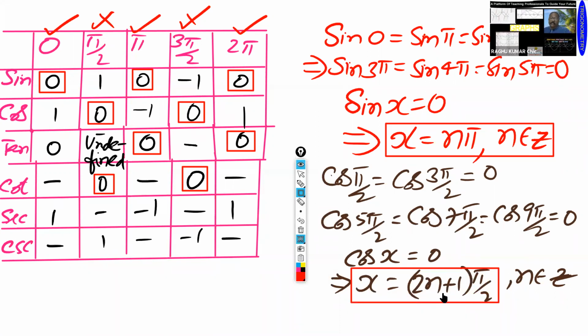Every odd multiple of pi by 2, cosine becomes 0. That's what I'm saying. So whenever sine x is 0, you can comfortably write x equal to n pi. Any integral multiple of pi, sine becomes 0. Any odd integer multiple of pi by 2, cos becomes 0. These two you must understand. The same can be extended to tan, because you can see tan is 0 where sine is 0. So for tan and sine, it is same.